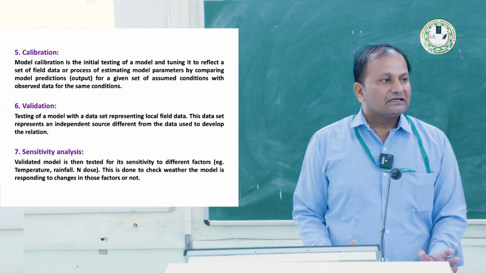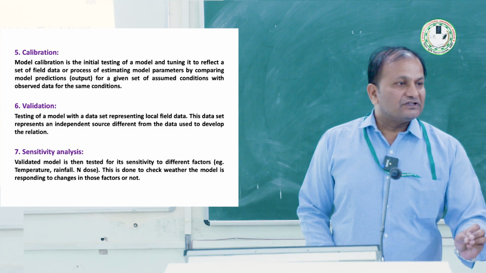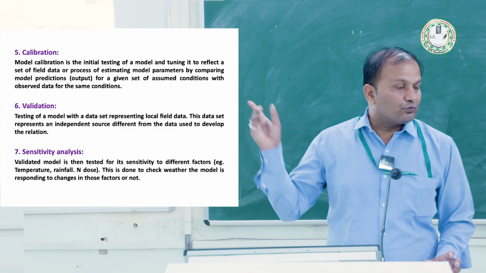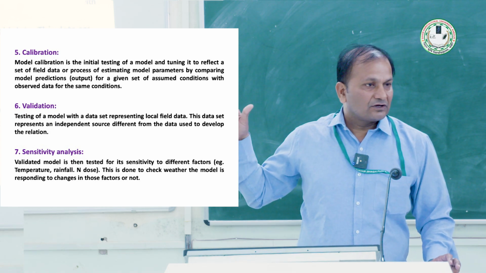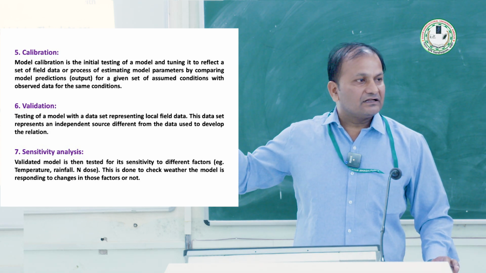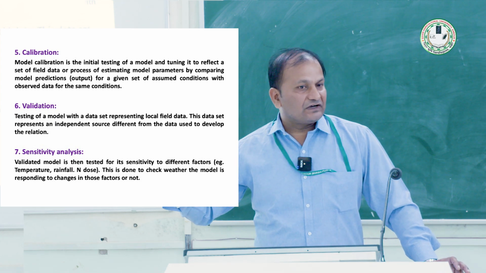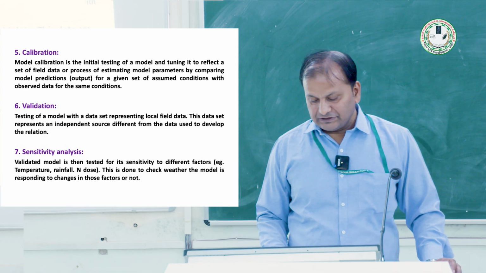So how can we check? By giving some different environment. Environment means weather data, crop management data. We can change those, and it will give different types of results. So that is sensitivity.